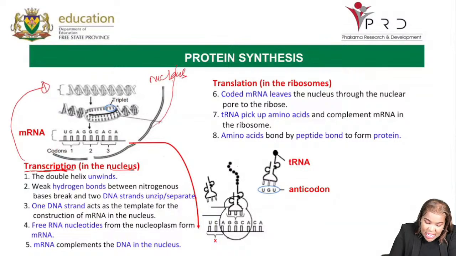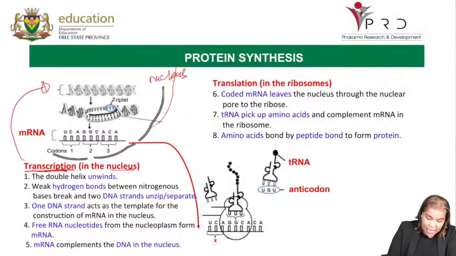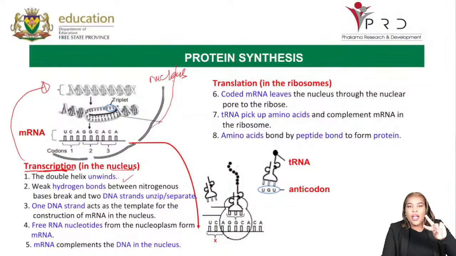What is happening in transcription? You must follow. The process of transcription is almost similar to the one of DNA replication. However, there's a slight difference. So you must be on the lookout for that difference. So what is happening here in the nucleus? The double helix is going to unwind. Remember, we had this also in the previous stage. So you're going to get a mark for that, yes, because we need to get the copies of those DNAs.